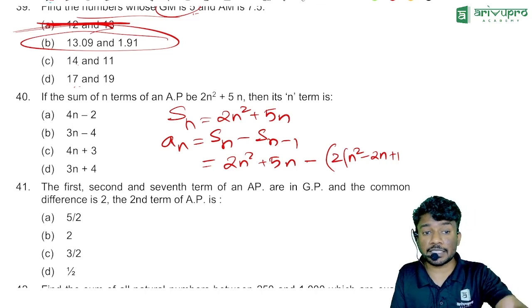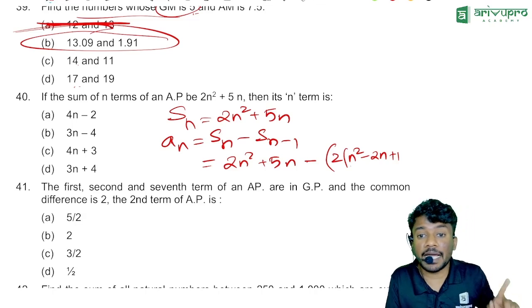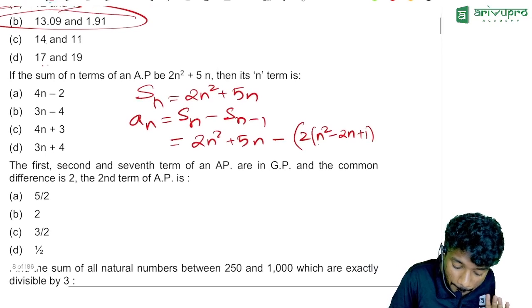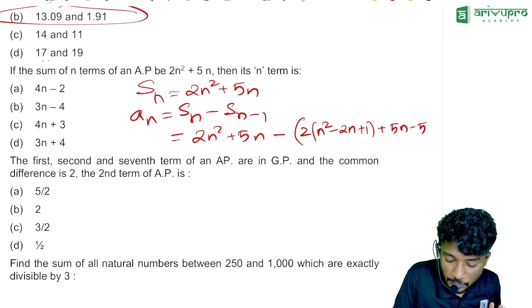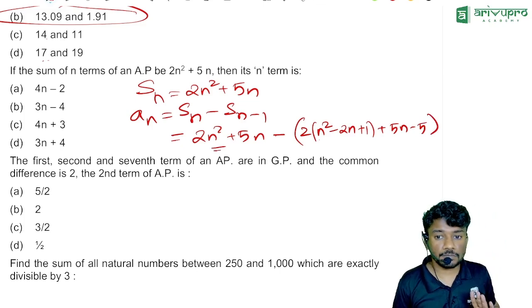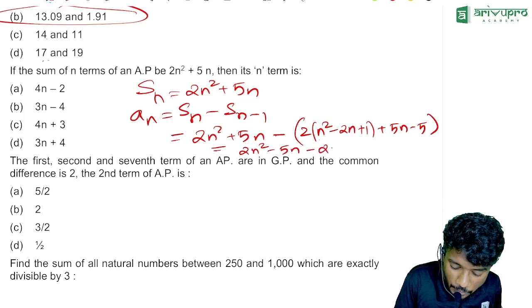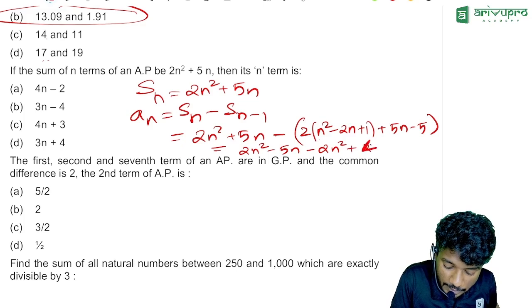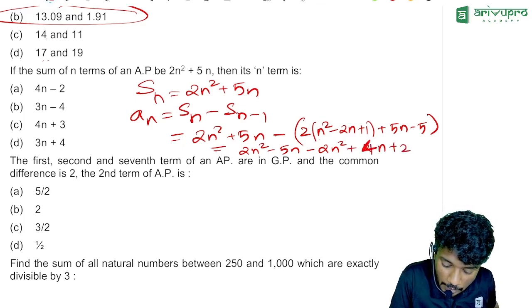a minus b the whole square is a square plus b square minus 2ab. Similarly here, n square minus 2n plus 1. Correct? Yes. Plus 5 into n minus 1, that can be written as 5n minus 5. Correct? Yes. Now 2n square plus 5n minus 2n square plus 4n minus 2 minus 5n plus 5.